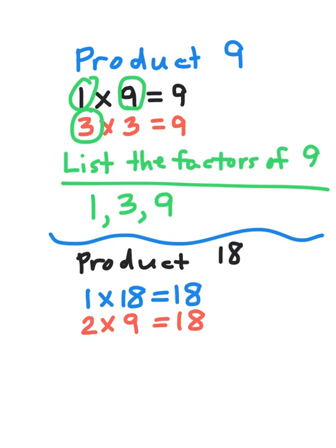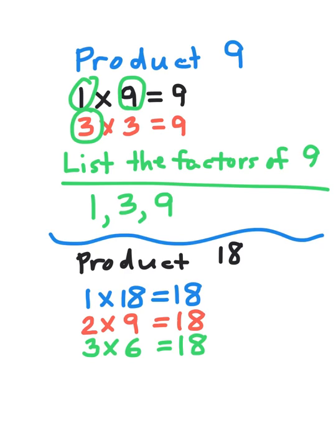Let's think if there are any other factors of 18. Does 3 times something equal 18? Yes. 3 times 6 equals 18. So we found even more factors of 18. How about 4? 4 times something? No. 5? No. 5, 10, 15, 20? No. 6? We already have that one. 6 times 3. So we have all of our factors of 18.